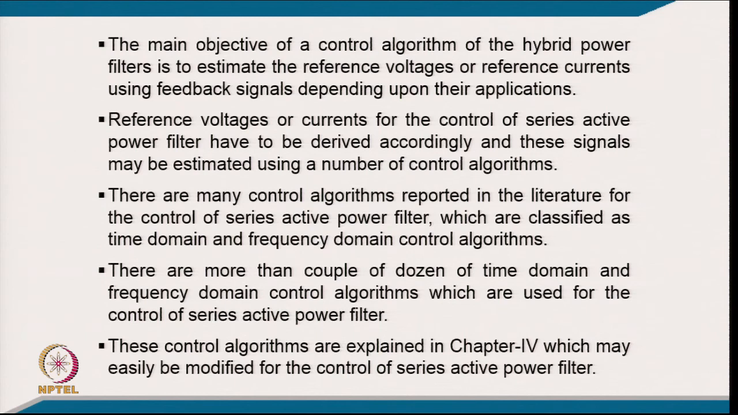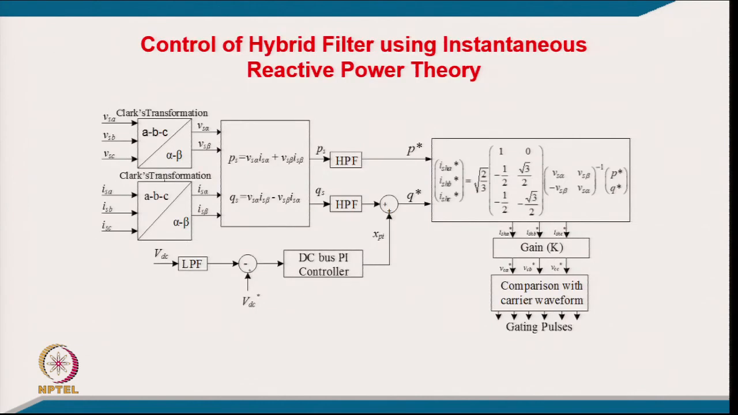And these control algorithms are explained in the previous chapter, which we can easily modify for the series active power filter. And this is a typical example where we are sensing supply voltage, we are sensing supply current, and we are using a Clarke transformation. This is basically the instantaneous active power theory for control of hybrid filter. So, we calculate the supply active power and reactive power, and they consist of the ripple and fundamental. Passing through a high pass filter, we can take only the ripple here. And then we have a DC link voltage regulation from this. So, we get the small active power and reactive power, because it is in series with that. So, we have a P and Q.